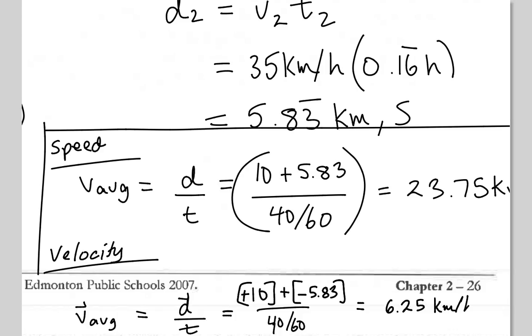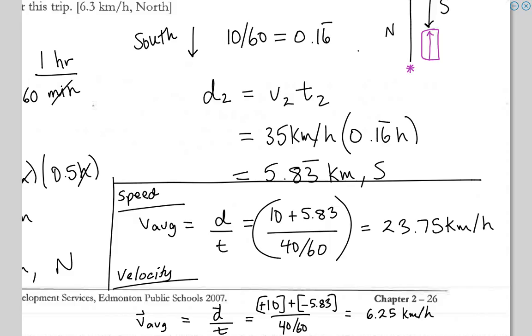And I get 6.25 kilometers per hour. Because it's a velocity, I need to be direction aware. What happened with my calculator? Did it spit out positive or negative? It spit out positive. So I know that the net result, and even from my picture, is north of my displacement, or north of my original position.